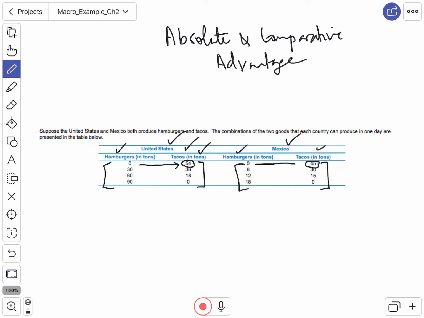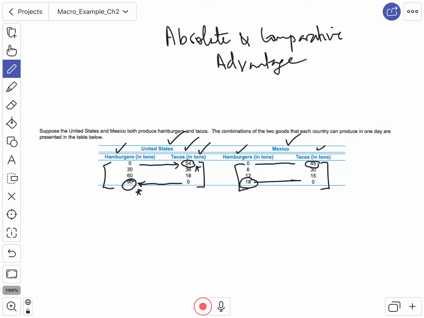What if the USA shifts all the production techniques to the production of hamburgers? It's going to produce 90 units. However, Mexico is going to produce 18. So of course, again, USA has an absolute advantage in hamburgers and an absolute advantage in tacos. In other words, it has an absolute advantage in the production of the two goods.